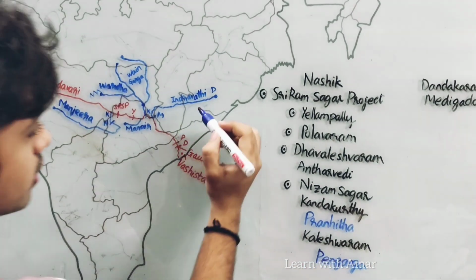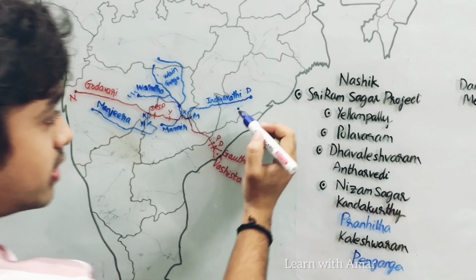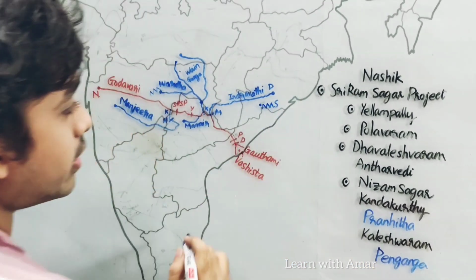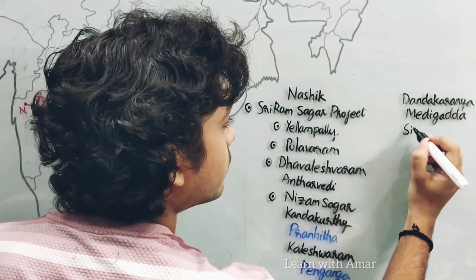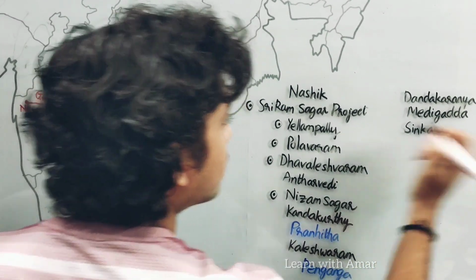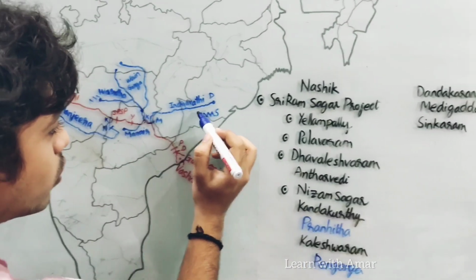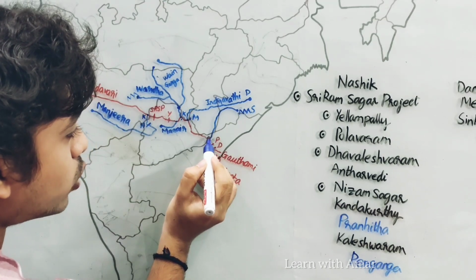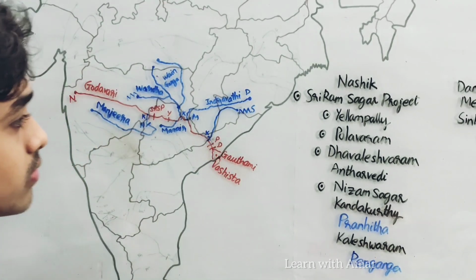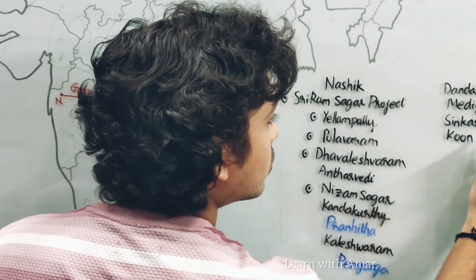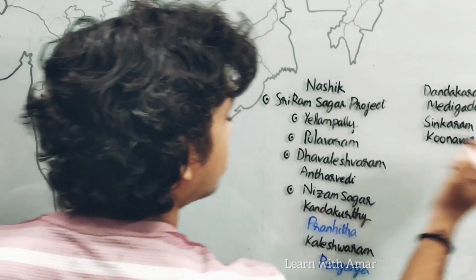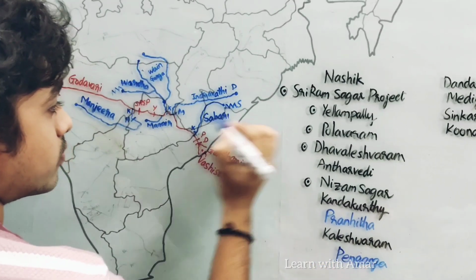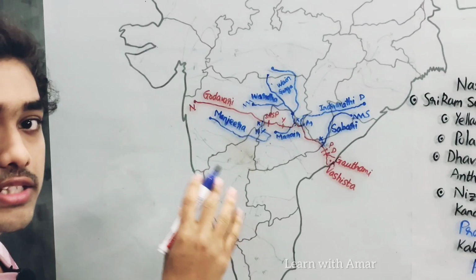The next one is this one. This is the river Shabari. Shabari originates in the Sinkaram range in Eastern Ghats. It flows through Odisha, Chhattisgarh, Andhra Pradesh and joins the Godavari at Kunavaram. So this is Kunavaram. This is Shabari. Right, so this is the drainage system of Godavari.